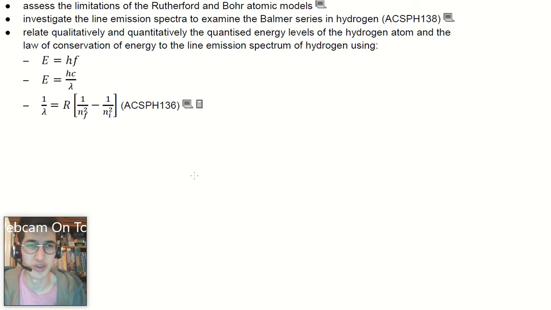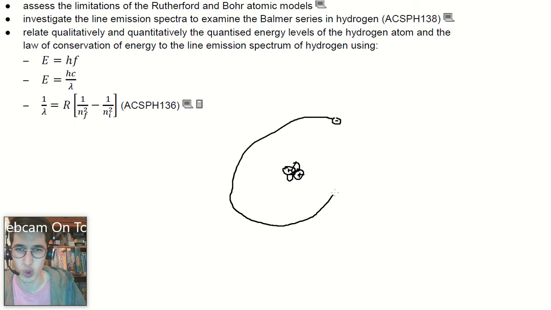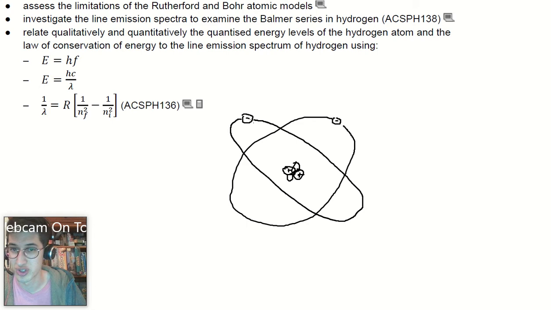So first, Rutherford's model. He, or he and his colleagues, discovered that the atom was made out of a dense nucleus that had electrons on the outside. And he assumed that the electrons must be orbiting around the nucleus, kind of like how planets orbit around a star or the sun.